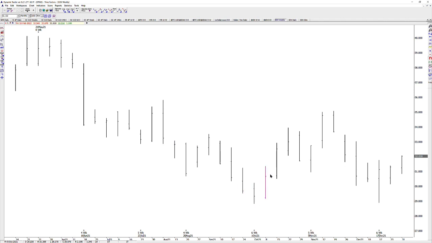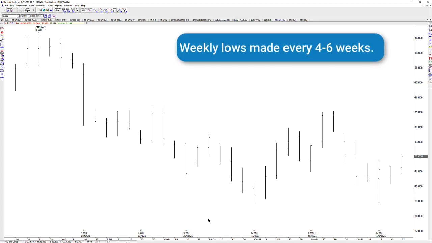for the next few months. So we have another 5 weeks to the next low. And then we have another 6 weeks to the next low, which is almost a double bottom from this one in October. So it's fairly regular here that every 4 to 6 weeks, there tends to be a weekly low.